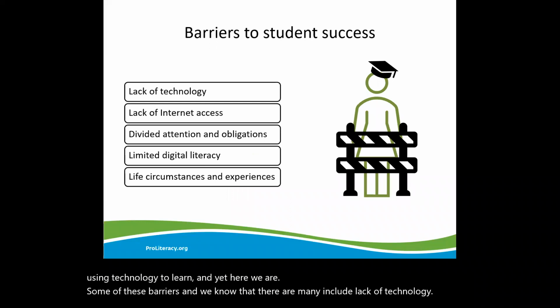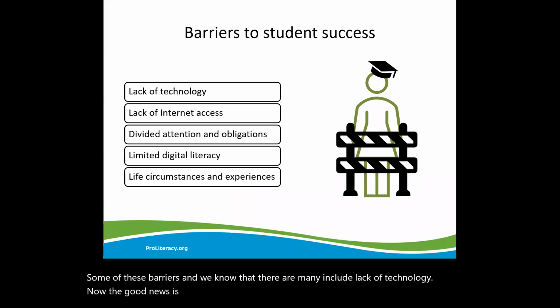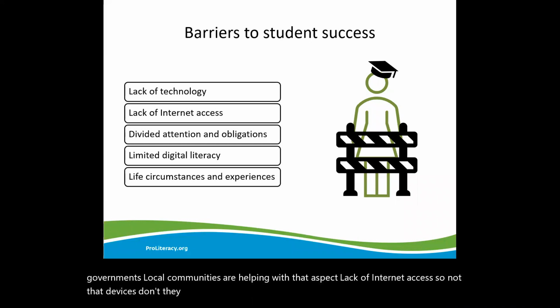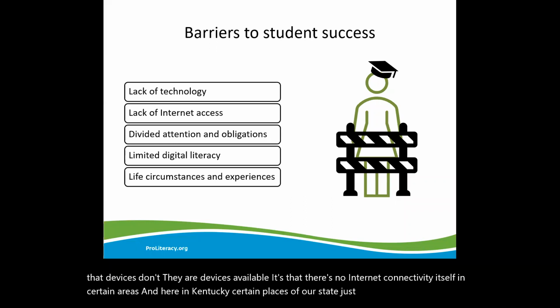Now, the good news is lots of issues with that are being overcome, even from the local government. Local communities are helping with that aspect. Lack of internet access. So not that devices aren't available, it's that there's no internet connectivity itself in certain areas. And here in Kentucky, certain places of our state, just like every state, have that problem.